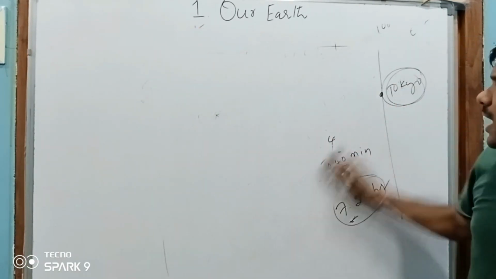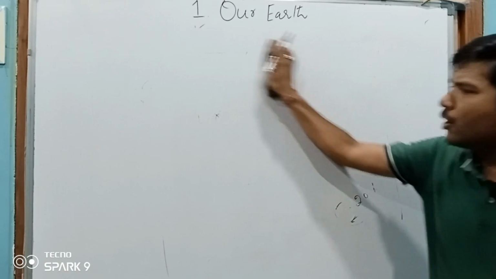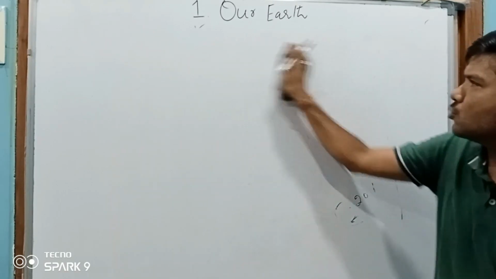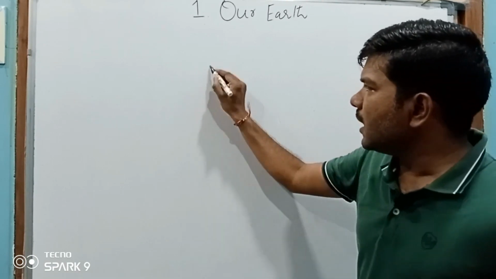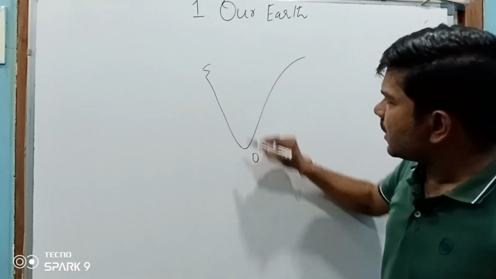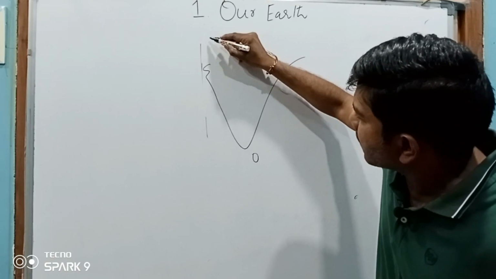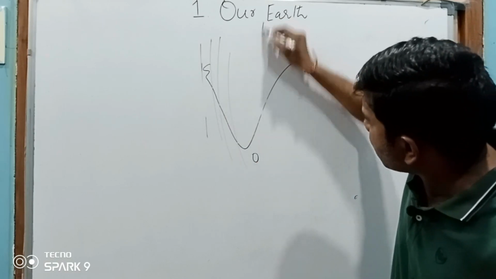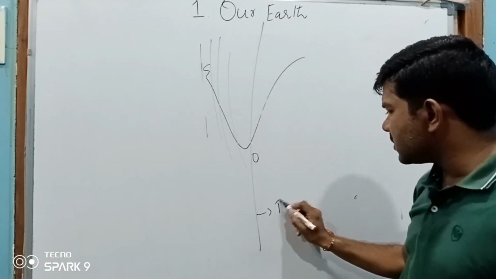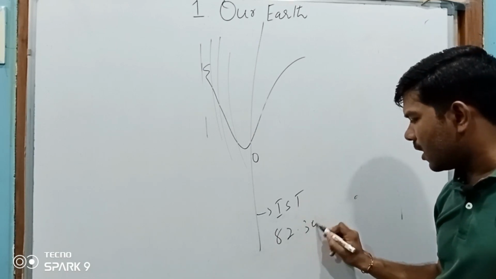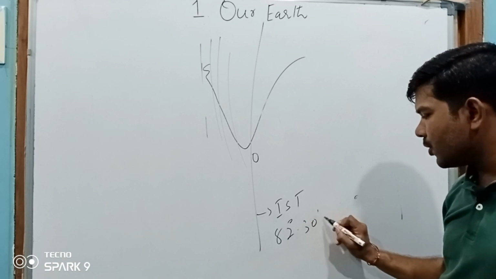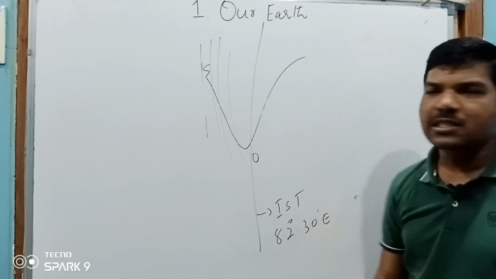See, in India, so many longitudes are passing through India. For example, this is India, and there are so many longitudes here. But India has taken the 82 and a half degree east longitude as Indian Standard Time.